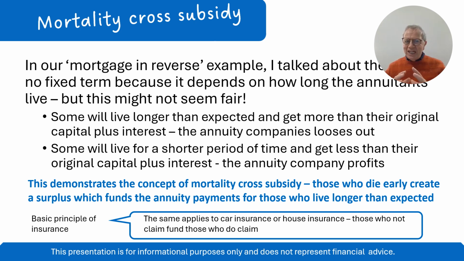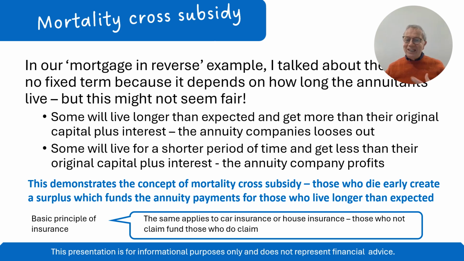Mortality cross subsidy is the principle upon which annuities are based. So in our mortgage in reverse example, I talked about there being no fixed term. And this may not seem fair because some people will live longer than expected and they'll get more than their capital plus interest, and the annuity company loses out. On the other side of the coin, some people will live for a shorter period of time. They won't live to their normal life expectancy and get less than their original capital plus interest. So the annuity company profits.